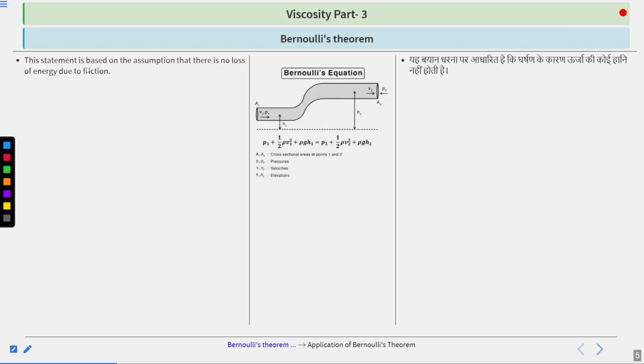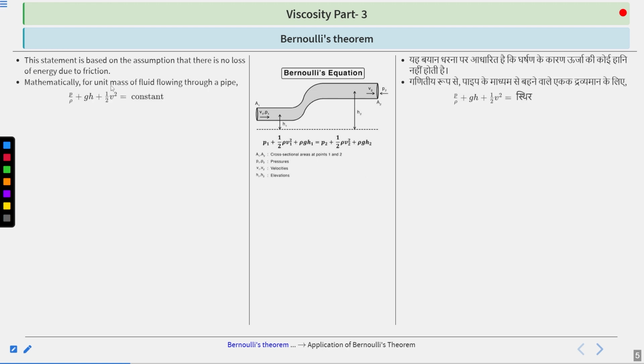This statement is based on the assumption that there is no loss of energy due to friction. Like we know, whenever a liquid is in motion, there is a backward dragging force, an internal resistance, which we could also call friction. What is this friction doing? This friction is opposing the flow of liquid, and as the flow is being opposed, there may be a loss of some energy due to friction. So this statement is based on the assumption that there is no loss of energy due to friction.